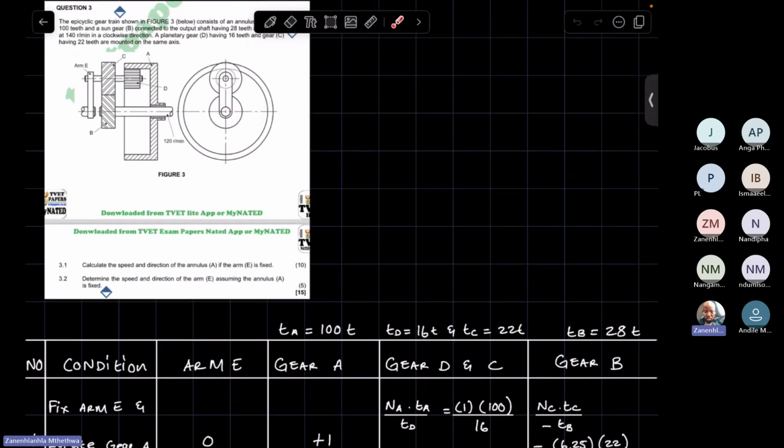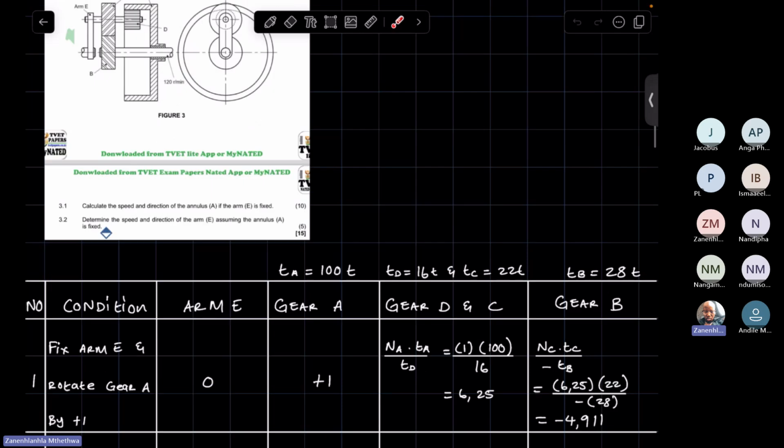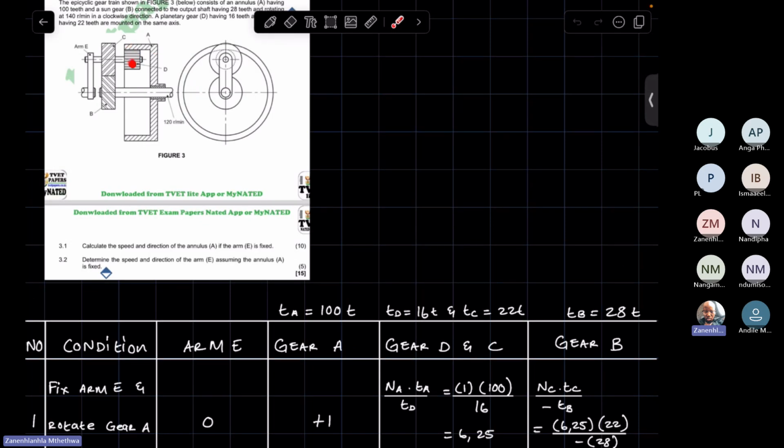For instance, if you look at this problem, you have an annulus, which has been named gear A. Meshing with the annulus, you have gear D, which makes this the first planetary gear. So on my table, after gear A, which is the annulus, I'll have in the next column the gear that meshes with the annulus. The gear that meshes with the annulus is gear D, hence I have gear D here.